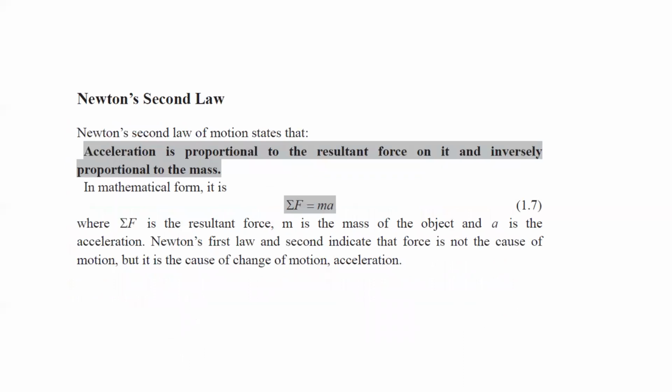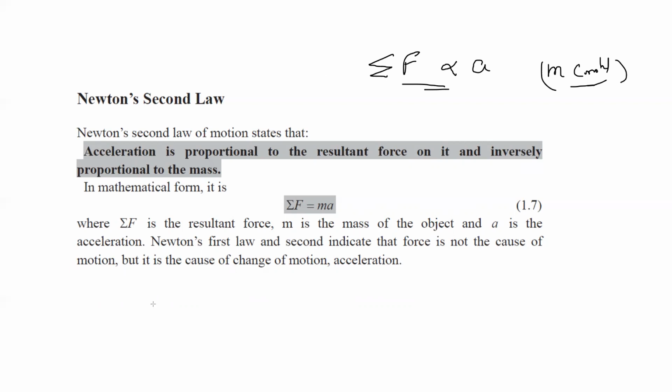Newton's second law states that if there is a resultant force acting on the object, it will change its state. The greater the resultant force, the greater the acceleration. So resultant force and acceleration are directly proportional. And the condition here is that the mass is kept constant.